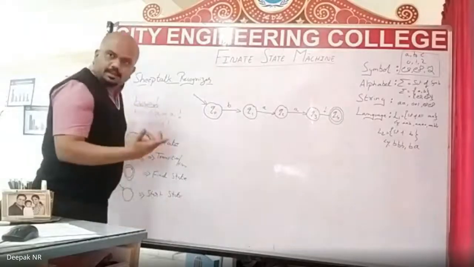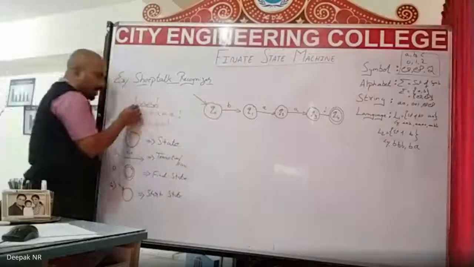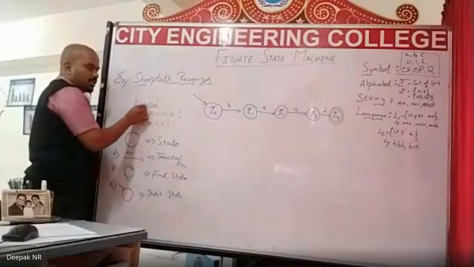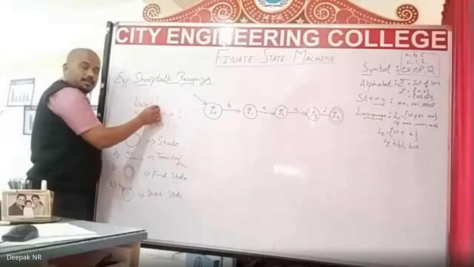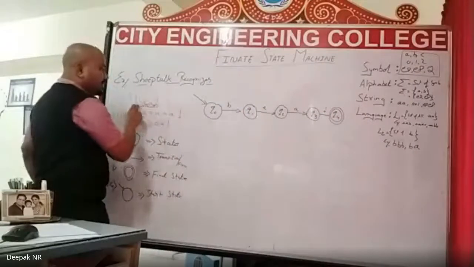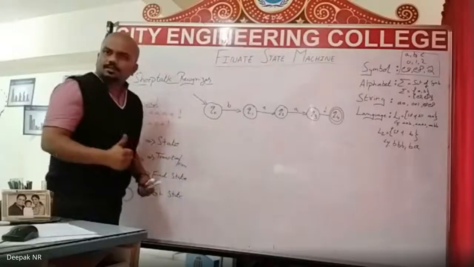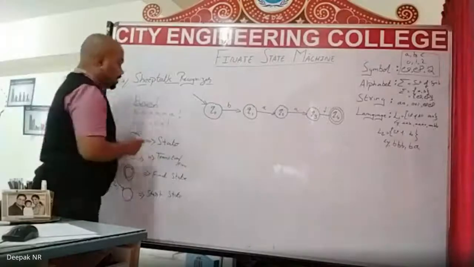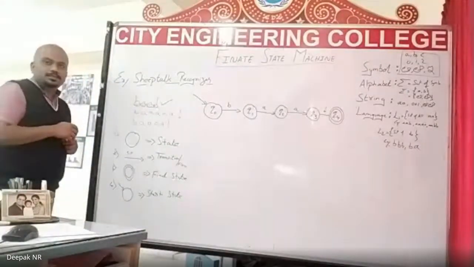Now I trace the given string. First, in the starting state, I get a symbol B. Yes, I'm going to the next state. Next I get a symbol A. Yes, I'm going to the next state. Next I get a symbol A. Again I'm going to the next state. Again I get a symbol exclamatory. I'm going to a final state. Now my string is over and I'm in a final state. That means the given string holds good.